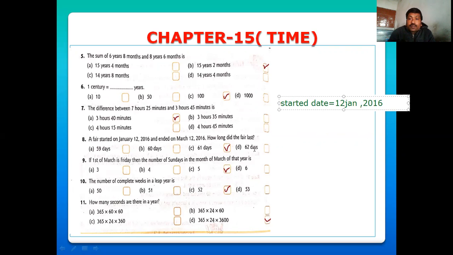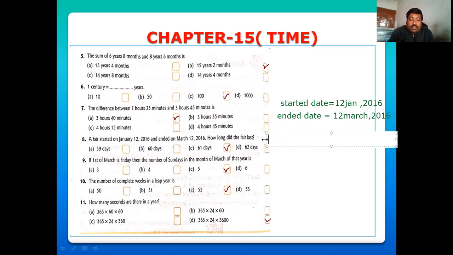And ending date, ended date. Ended date is 12th March 2016. How long did the fair last? So both the dates are in same year, 2016.